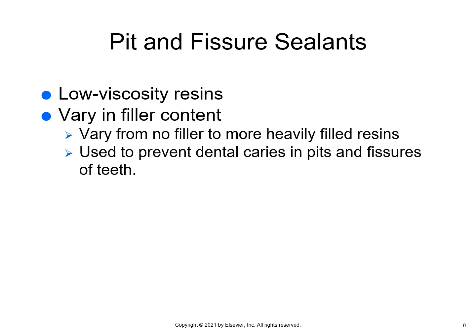Like I said, pit and fissure sealants are low viscosity. They can contain filler or they can have no filler in them. These are used to prevent dental caries in the deep pits and fissures of the occlusal surfaces of our teeth.